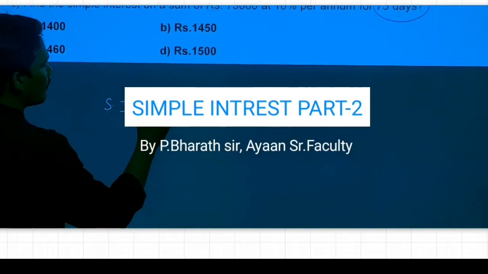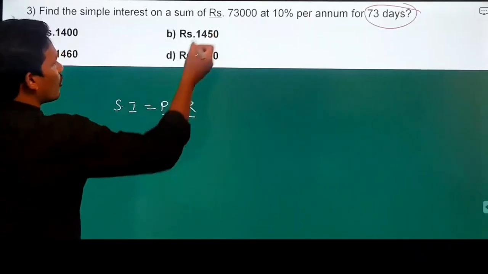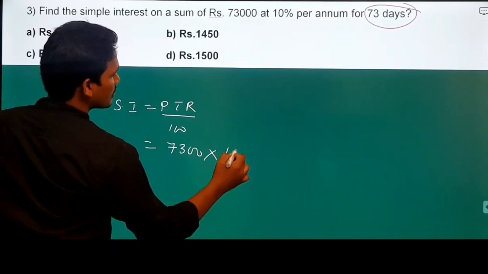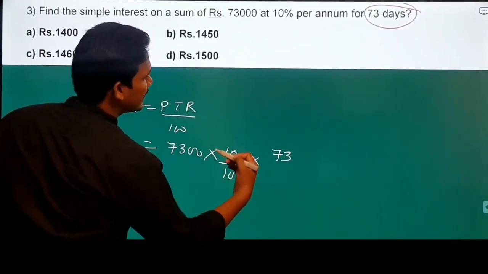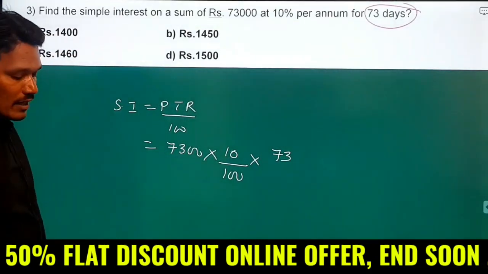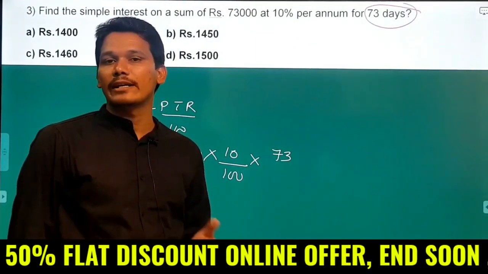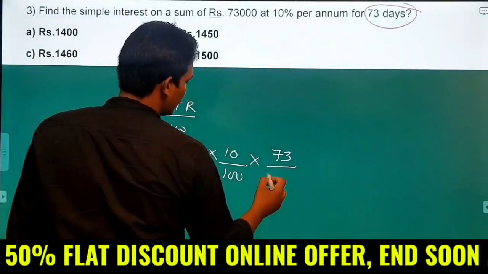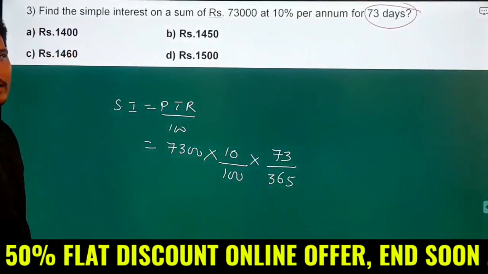Simple interest is equal to PTR by 100. The principal value here is 7300, the rate of interest is 10%, and the time is 73 days. Whenever time is given in terms of days or months, you have to convert it into years. So you need to divide 73 by 365, because 1 year consists of 365 days.